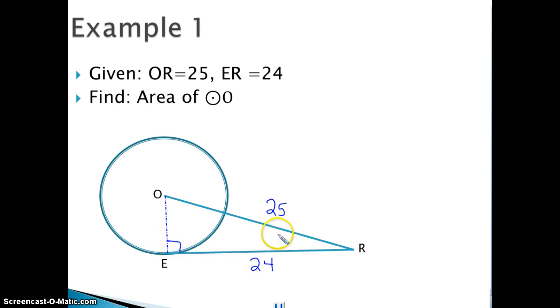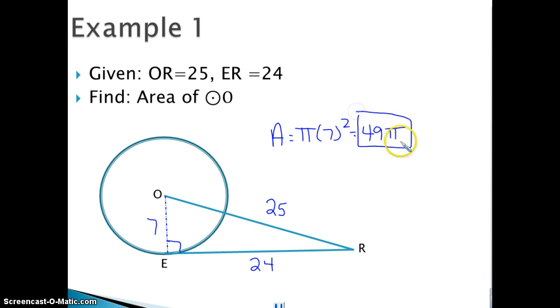Oh, wait a minute. I have a right triangle with a hypotenuse of 25 and a leg of 24. The other leg has got to be 7. So if I want to find the area of the circle, I'm going to plug in the formula pi times 7 squared. And I get 49 pi. Notice I left my answer exact. Unless it says to round, I'm not going to. I'm going to leave it in terms of pi. Again, radius and tangent are perpendicular.